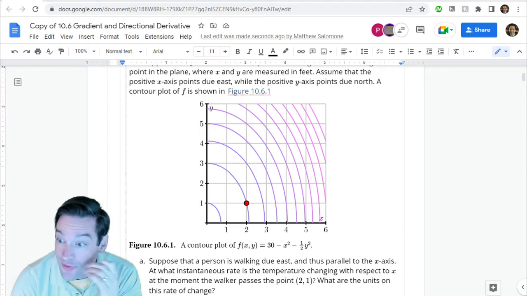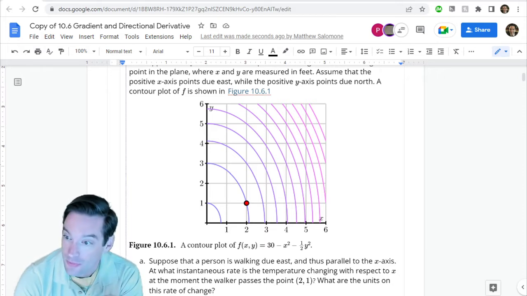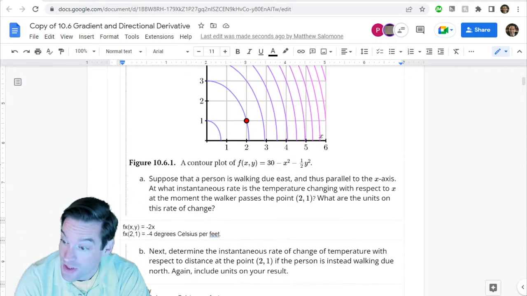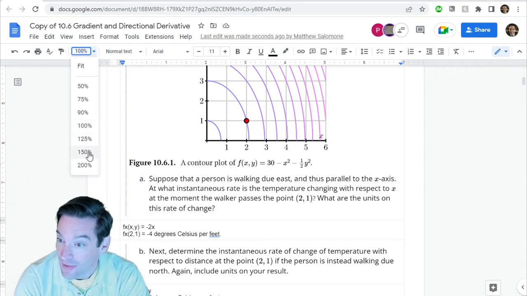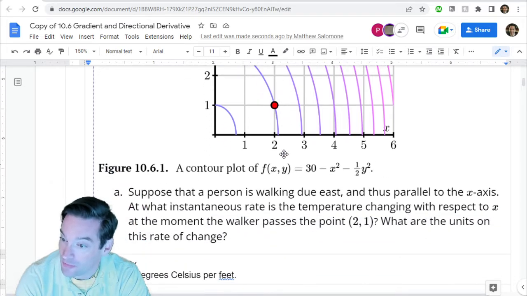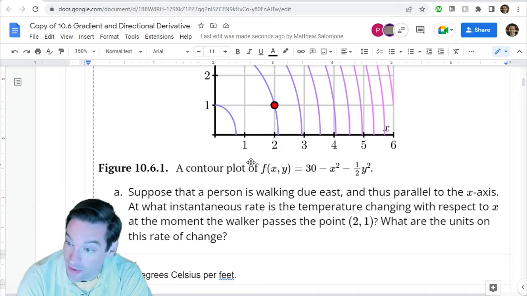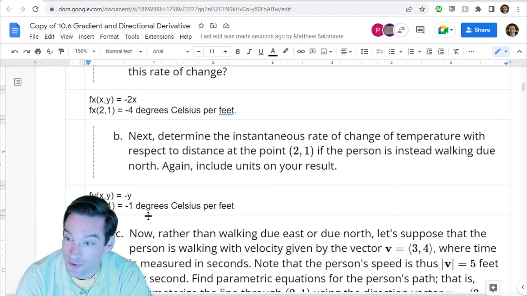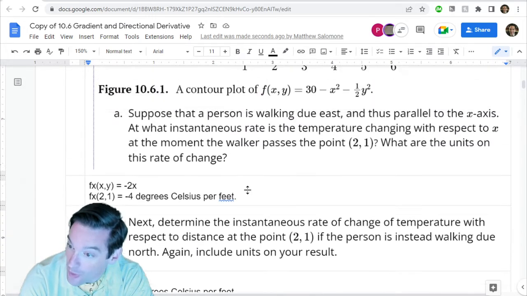All right, so in this problem, you first quantified the instantaneous rate of change of this temperature function, if we walk to the east and if we walk to the north, and each of those instantaneous rates of change is one of the partial derivatives. So in the x direction, the partial derivative function, negative 2x, at the point in question is negative 4. So if we walk to the east in this diagram, we decrease in temperature by 4 degrees Celsius per foot. If we walk to the north, the y partial derivative tells us that our temperature is going to decrease at a rate of 1 degree per foot.